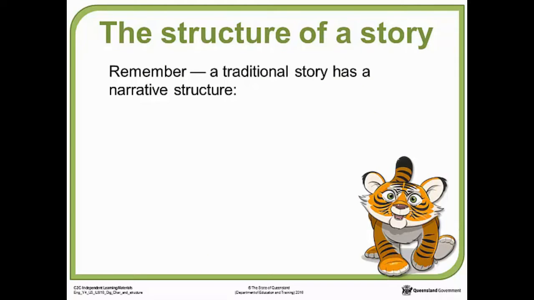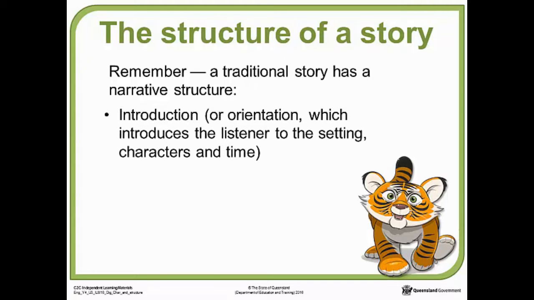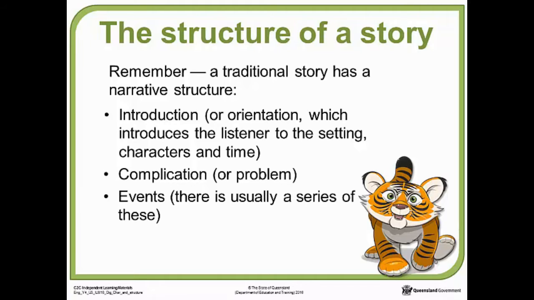Remember, the structure of a traditional story is just like a narrative. It has an introduction or an orientation which introduces the listener to the setting, or where and when the story takes place, and the characters. A narrative also has a complication or a problem. It has a series of events. We're going to look at the events of the traditional story The Tiger, the Rabbit, and Chung Ho today. And traditional stories also have a resolution, or a way that the problem is solved.